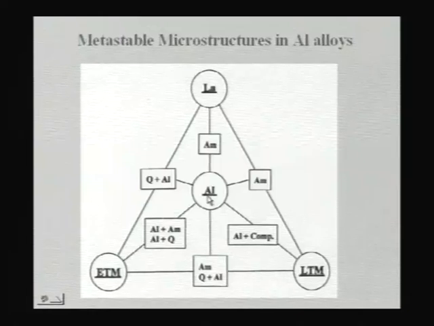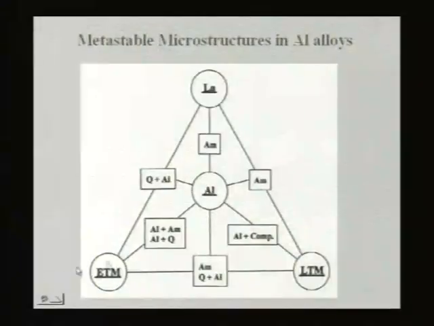If you take aluminum plus lanthanides, you get an amorphous phase. Aluminum rare earths, I have shown you various rare earths where glass formation can be obtained. If you take aluminum plus early transition metals, you can get aluminum plus amorphous or aluminum plus quasicrystal, depending on the type of alloying elements that you choose.